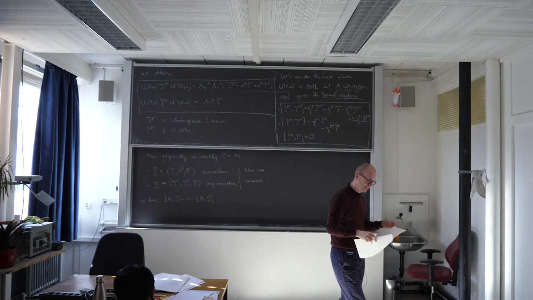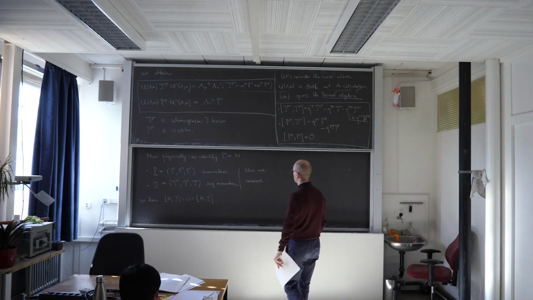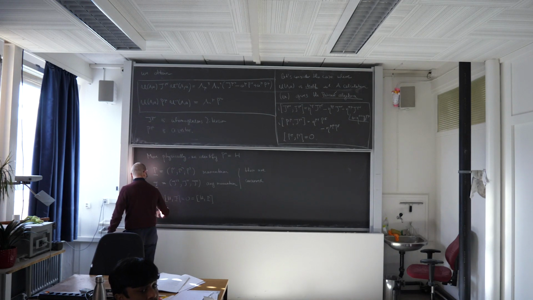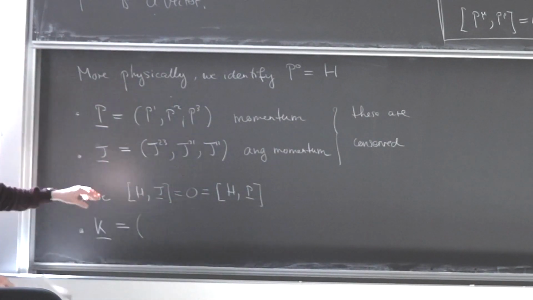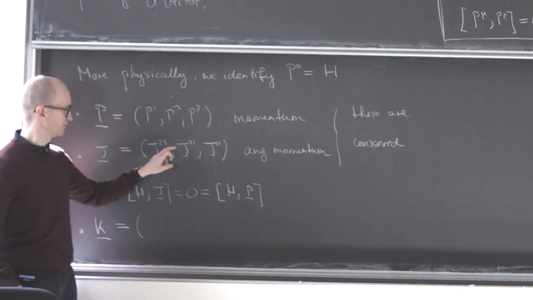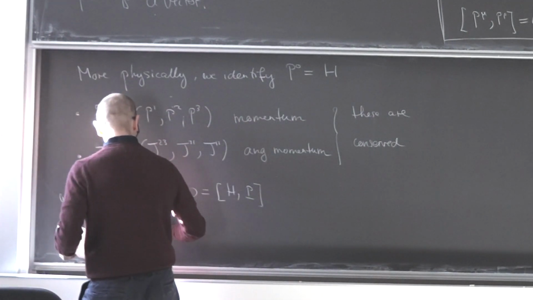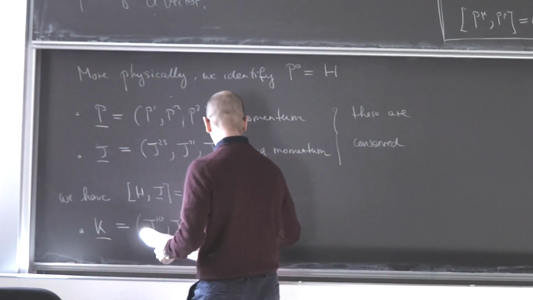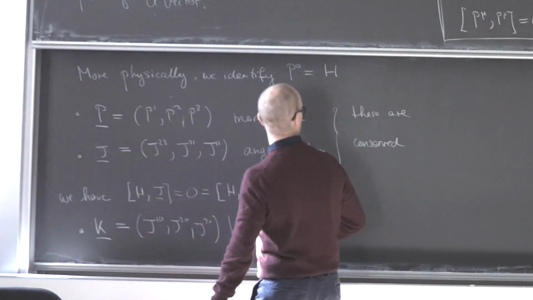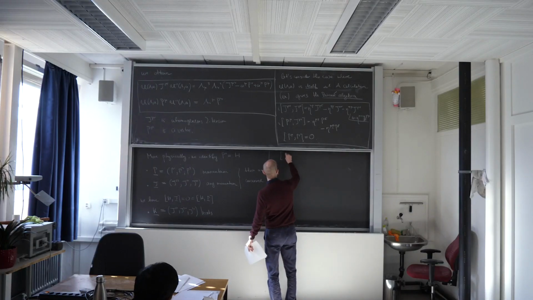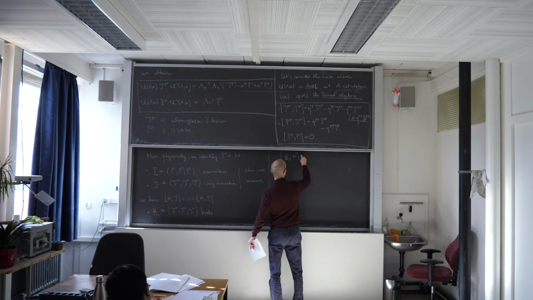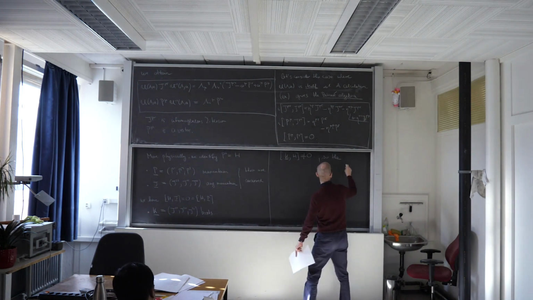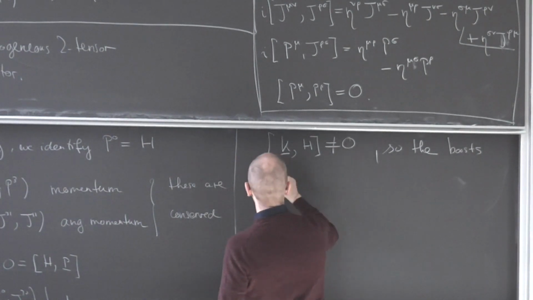However, there is a fourth vector of generators that we have. Allow me to write it here. Is that visible? I think it's okay. So K: we have the spatial components with two indices, but we also have spatiotemporal components, J10, J20, and J30. These are the boosts. Of course, from our algebra one can check that this commutator is not zero, so the boosts are not conserved quantities.